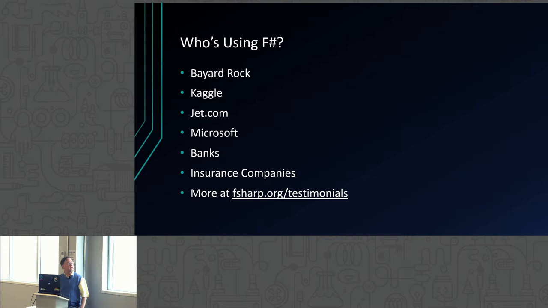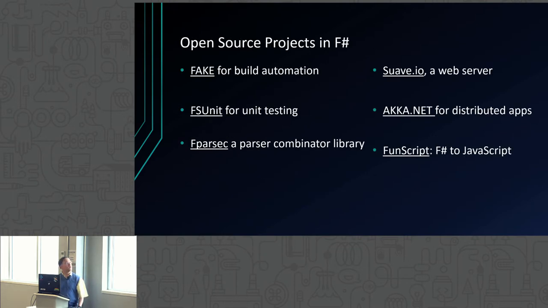That sort of thing. And at the F sharp Foundation website, there are a number of testimonials from other kinds of organizations, other people giving specific advantages and use cases of this is what we're doing with F sharp. There are a lot of open source projects out there, a lot of neat things that people are doing, build automation, unit testing, there's a web server, and you can write JavaScript using FunScript, you can write F sharp and get JavaScript out of that. So if you want to use F sharp kind of full stack, you could combine your F sharp web server with F sharp on the back end and your JavaScript that was generated from the F sharp that you wrote.